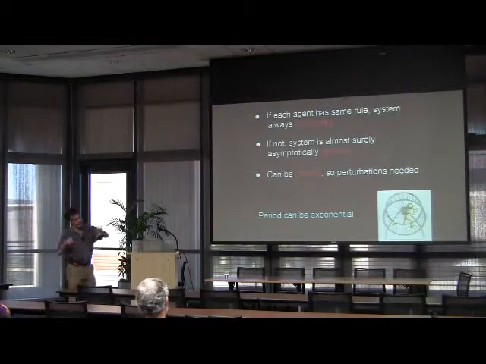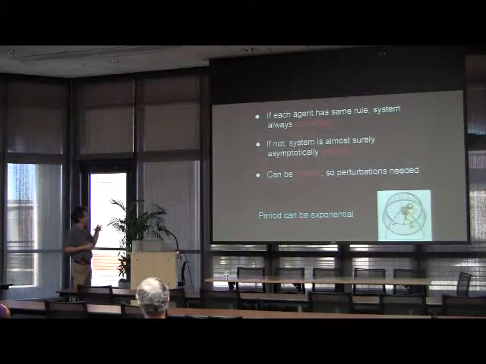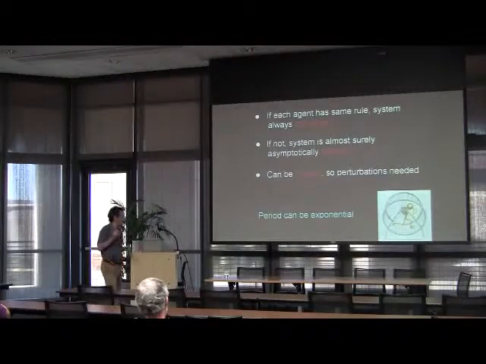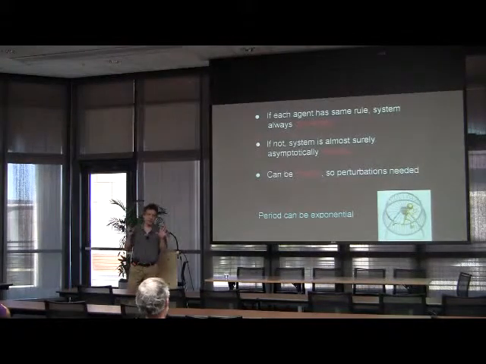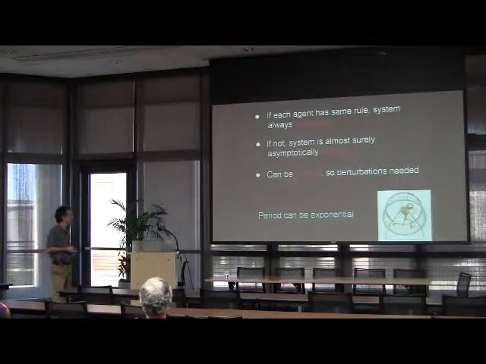If each agent has different rules, this is really the interesting part, then the system is almost surely asymptotically periodic, but it can be chaotic. So perturbations are required, okay? You have to perturb the system a little bit, otherwise you're in trouble. And the period can be exponential.